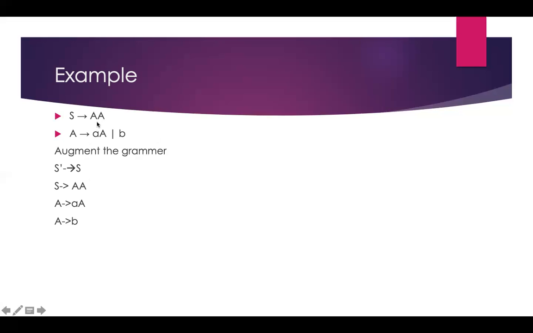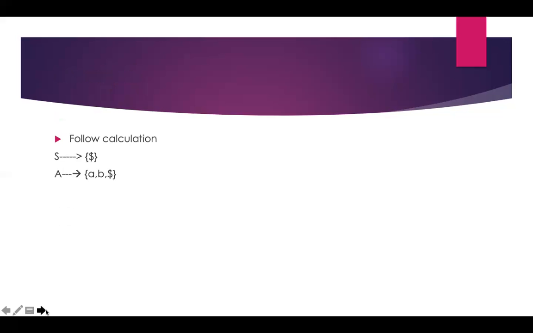And for A, it appeared two times, in this production and this production rule. Here A is following A, so first of A we will include. First of A is equal to a and b. And here one more A is there, A is following nothing, so we will take the follow of S, so dollar also. So I have calculated: follow of S is dollar, and follow of A is a, b comma dollar. We have calculated already.